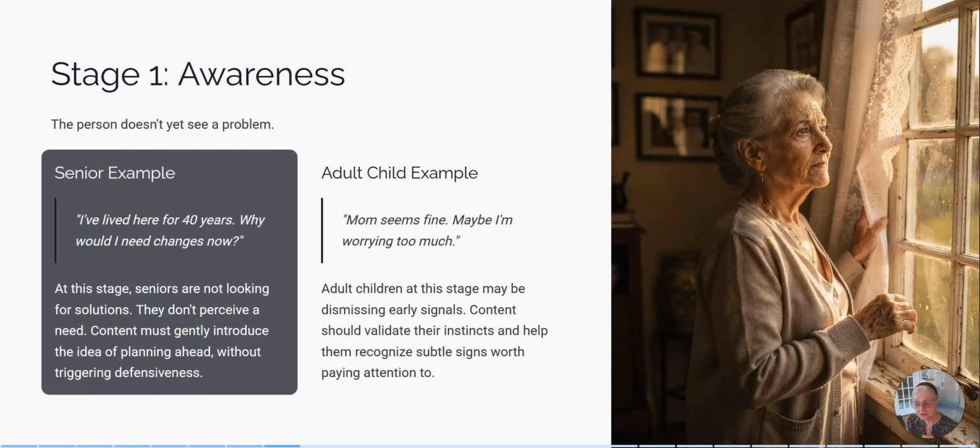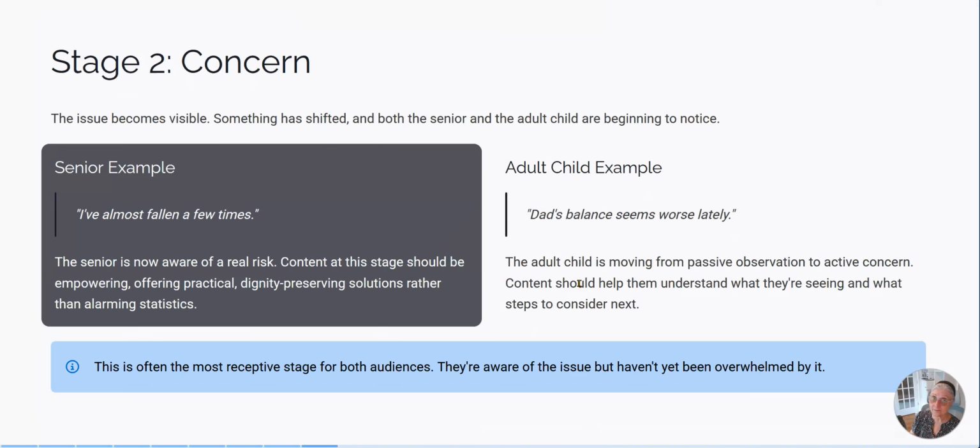But the adult kids are like, hey, mom seems fine, I think I'm worrying too much, dismissing and denying that things may change. Some people have a very, very hard time with change. I don't care how old you are. So content at this point should validate their instincts about mom and dad getting old, and help them recognize the subtle signs they should be paying attention to. So the article would be focused more on that.